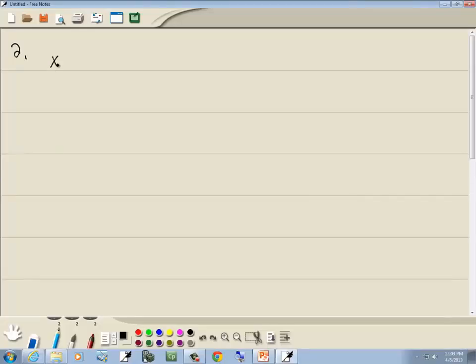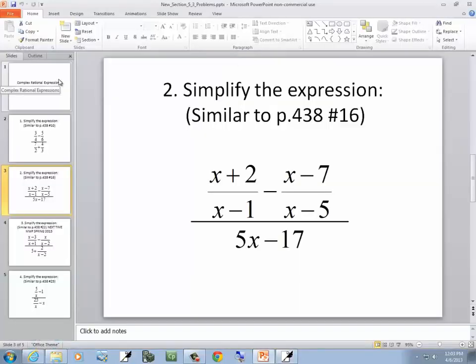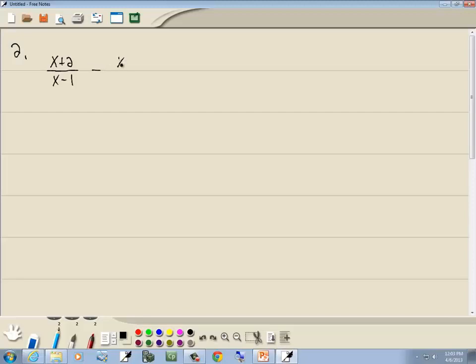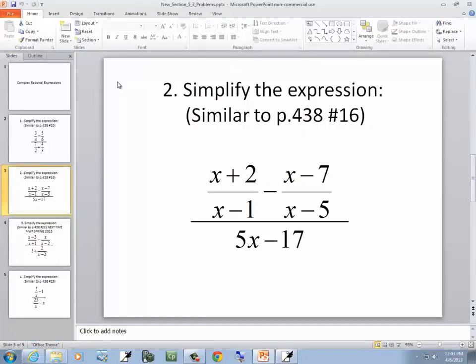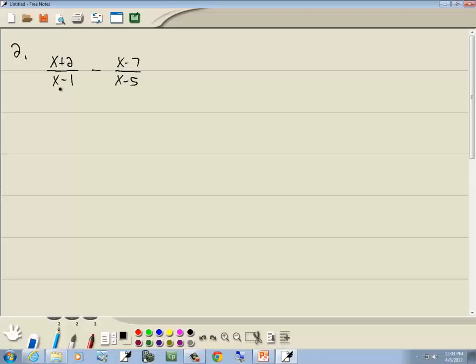So we've got x plus 2 over x minus 1, minus x minus 7 over x minus 5, over 5x minus 17. Step 1: factor all of our inner denominators. We have two inner denominators, the x minus 1 and x minus 5, and there's no factoring there. So go directly to step 2. I'd be shocked if you have to actually do step 1 on any of these problems.